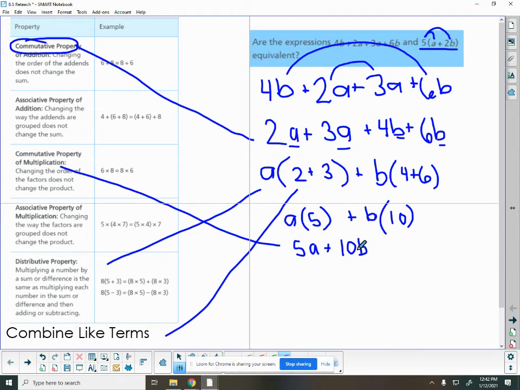Okay, so can we keep going? I can't just add these together because they are not the same variable. But using the distributive property again, I can see that 5 and 10 have something in common. Can you think of what 5 and 10 have in common? So 5 and 10 both have a factor of 5 I can pull out.